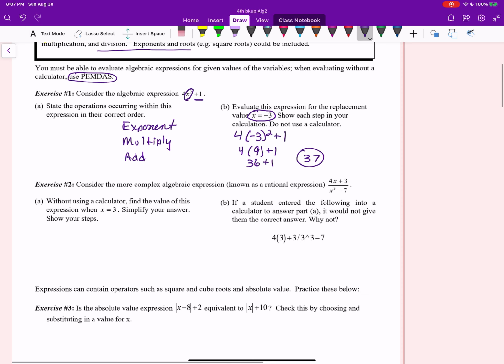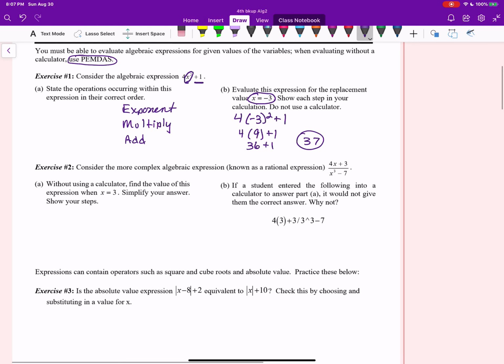Exercise number 2 asks us to consider the more complex algebraic expression, also known as a rational expression, because it is in the form of a fraction, 4x plus 3 divided by x cubed minus 7. We want to simplify this expression for when x equals 3. Substitute 3 in for x. We have 4 times 3 plus 3 divided by 3 raised to the power of 3 minus 7.